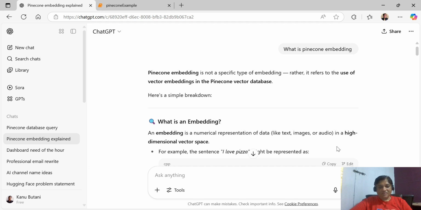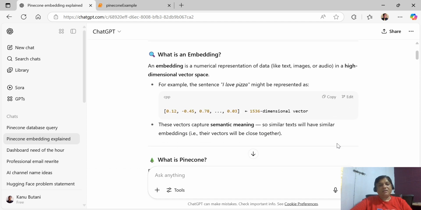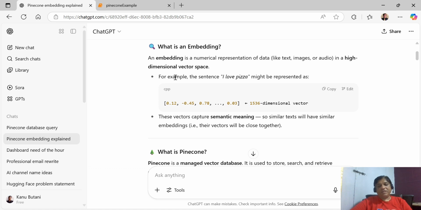An embedding is a numerical representation of data in a high dimensional vector space. For example, if you write "I love pizza", this will get converted into a high dimensional vector, a 1536 dimensional vector, with negative and positive values like 0.7, everything. And these vectors capture the semantic meaning.